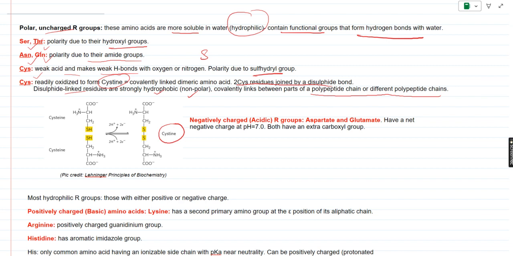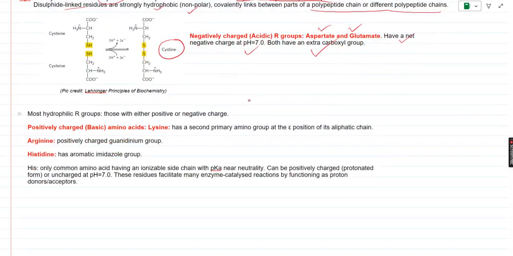So if you see negatively charged or acidic R groups, you have two main important amino acids: aspartate, or aspartic acid, and glutamate, or glutamic acid. They have a net negative charge at around pH 7, that's close to the biological pH, and that is mainly because of the extra carboxylic acid group present in both these amino acids. Okay. Moving on, the most hydrophilic R groups are those which have either a positive or negative charge. Those amino acids that have a positive or negative charge in their R groups are going to be more hydrophilic. So the negatively charged ones we saw, that is aspartate and glutamate.